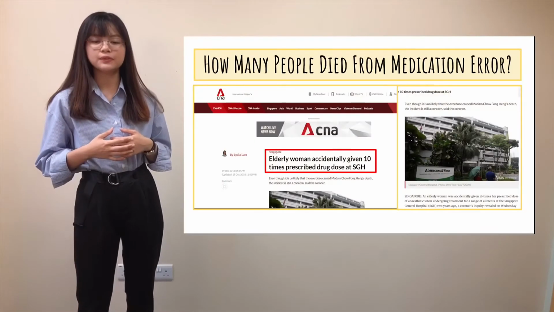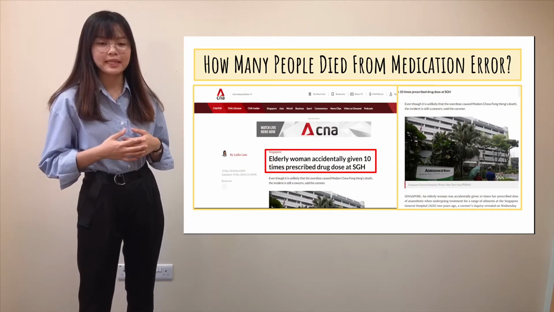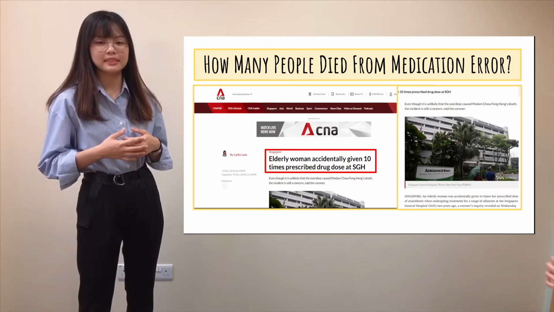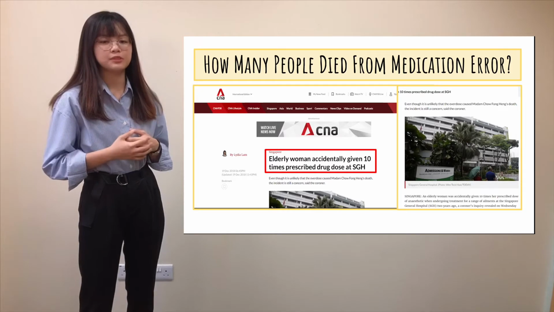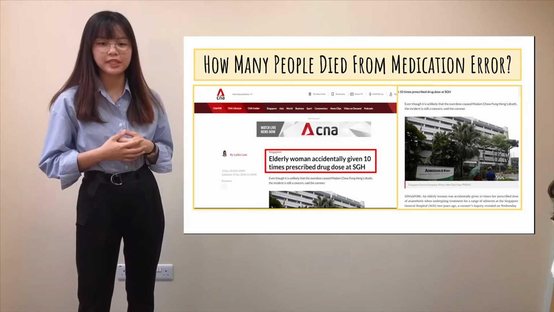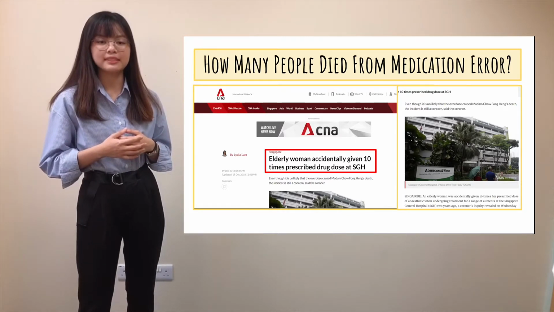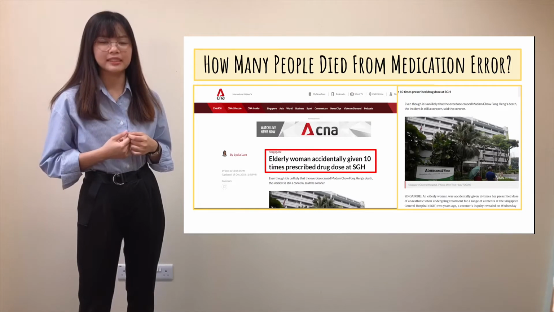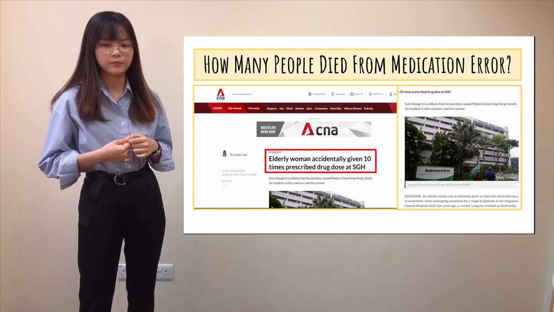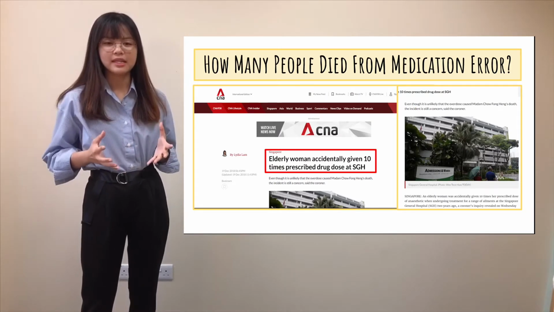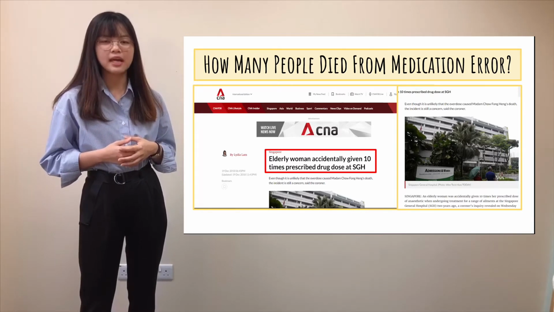And from CNN News by Lydia Lam, it was reported that an elderly woman was accidentally given 10 times the prescribed drug dose at SGH and was pronounced dead 2 days later in an SGH ward. So this shows us that medication error has caused harm to people.